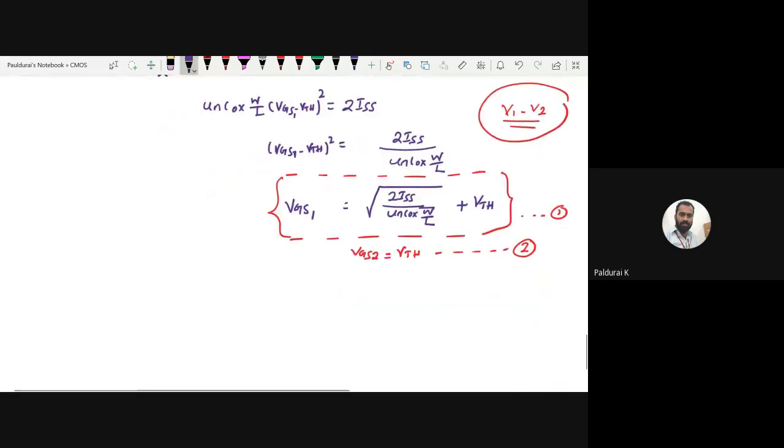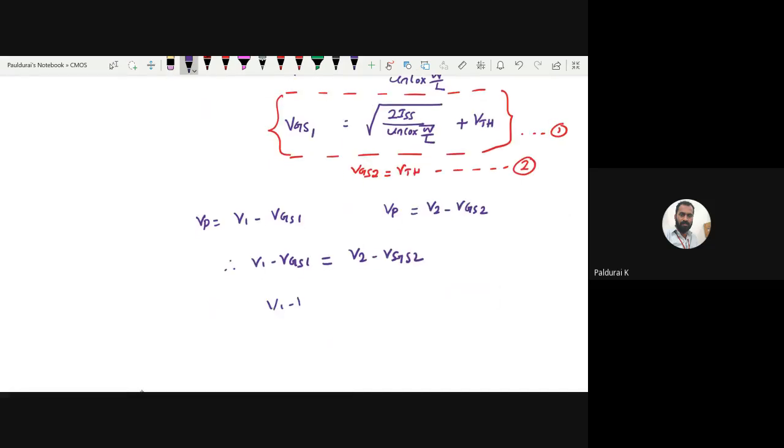So first, by using KVL at the input, I mean in M1, what is VP? VP equals V1 minus VGS1. At M2, VP equals V2 minus VGS2. But both VP are equal, therefore I can write V1 minus VGS1 equals V2 minus VGS2. I am looking for V1 minus V2, right? So V1 minus V2 equals VGS1 minus VGS2.